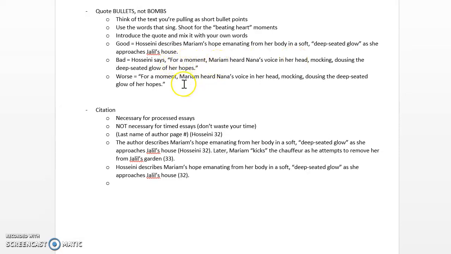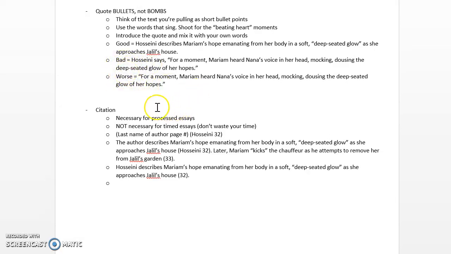And then even worse is to take that exact same sentence and just plop it in there with no introduction at all. I mean, this is barely an introduction, but at least it's something. So good, bad, terrible, awful. Please don't ever do either of these things.